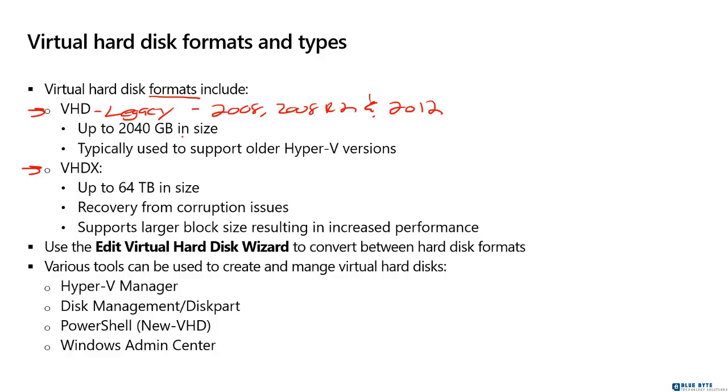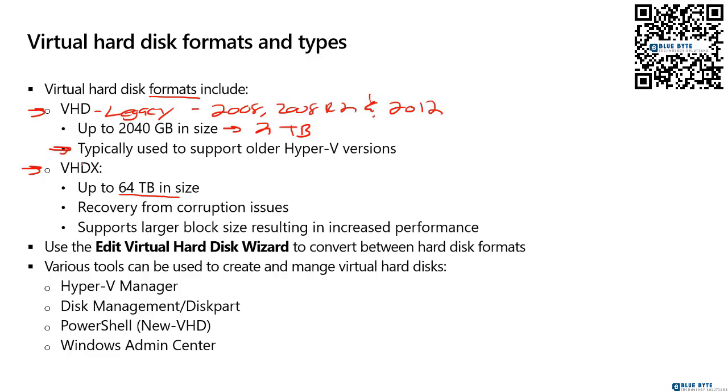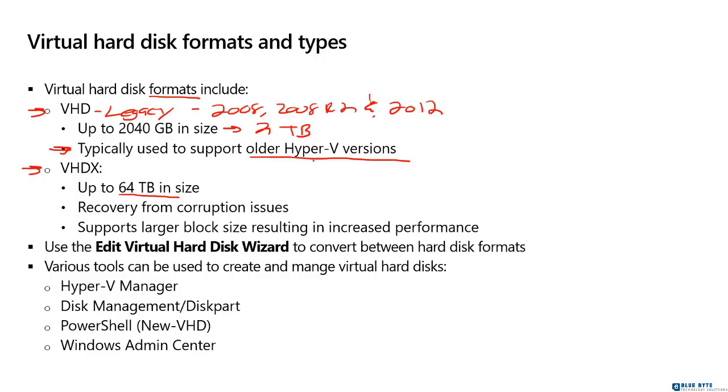You can have a VHD, a max of 2040 gigabytes in size. Everybody just goes ahead and rounds up and says 2 terabytes. The VHDX, a whopping 64 terabytes in size. As we said, the VHD is in 2008 up through Server 2012, so older versions of Hyper-V is where you would see that. The only time you would ever encounter a VHD now is if you had a Windows Server 2012 or older server and you want to migrate your virtual machines.